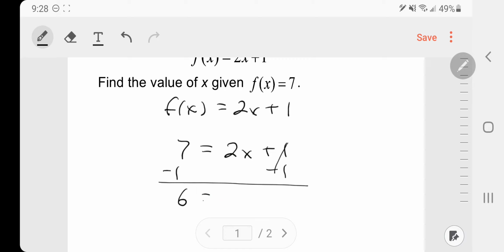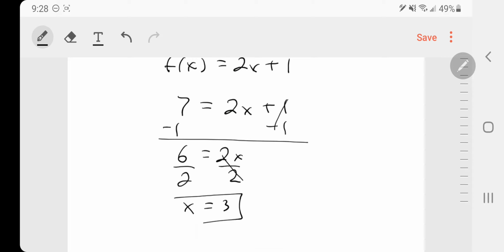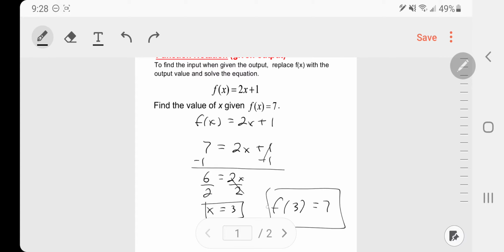Okay, inverse operations, I get 2x equals 6, divide by 2, and I get x equals 3. All right, so again, if we want to write this in function notation, it would be f of 3 is equal to 7. Okay, so again we worked backwards to find the input of the function, which was 3. Let's take a look at one more example.